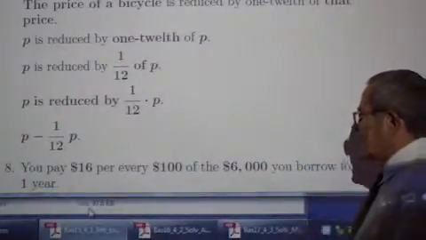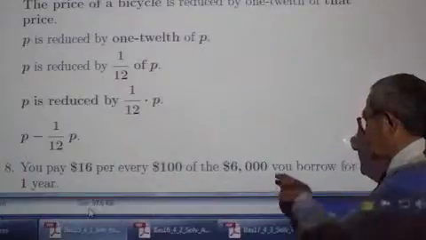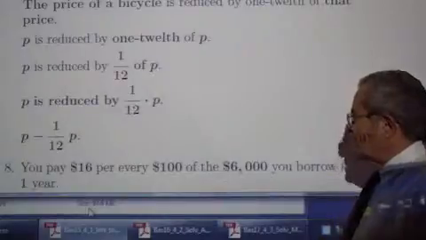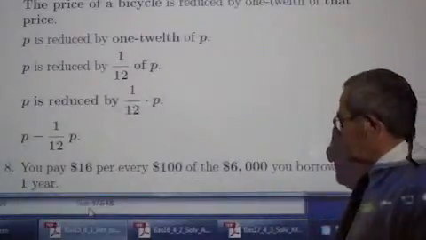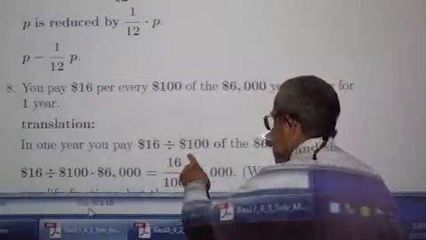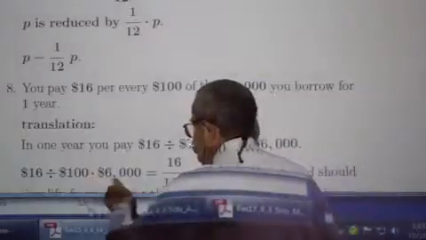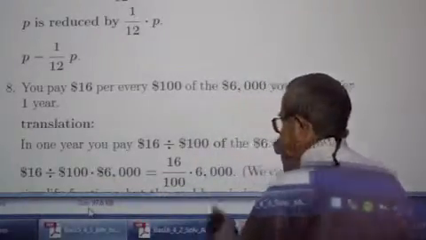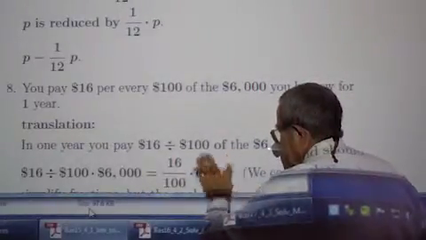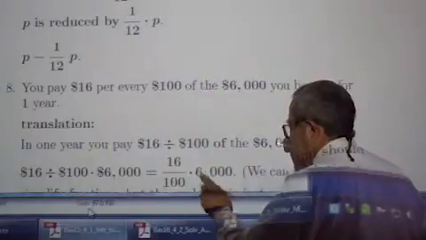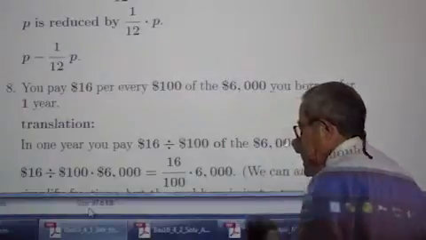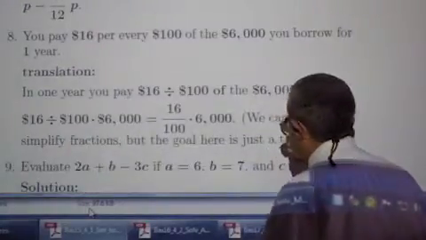You pay $16 for every $100 of the $6,000 you borrow. How much do you have to pay for just borrowing? We pay $16 for every 100 of the 6,000. As a fraction, it's 16 over 100 times 6,000. Divide by 100, divide by 100. You get 60 times 16, which is 96 with another 0, because you still multiply by 10, so 960.